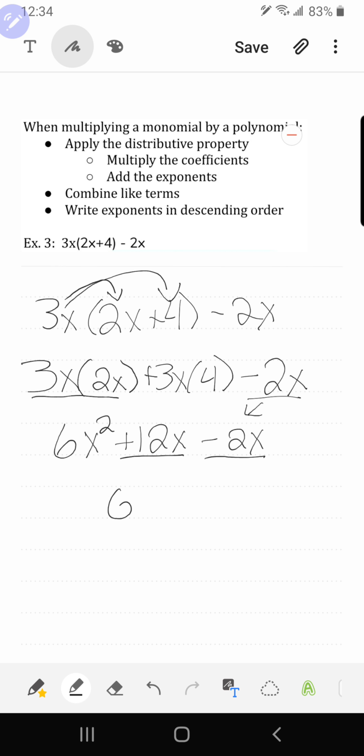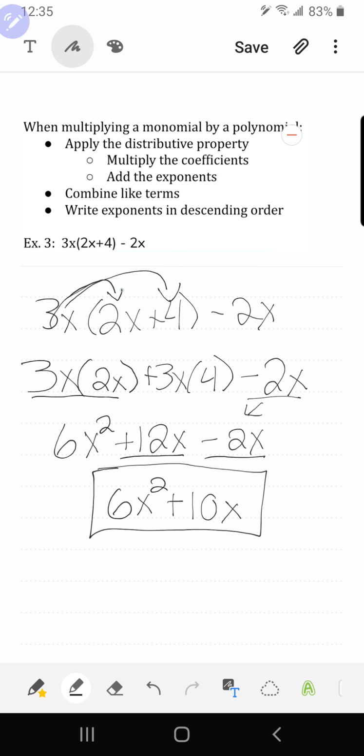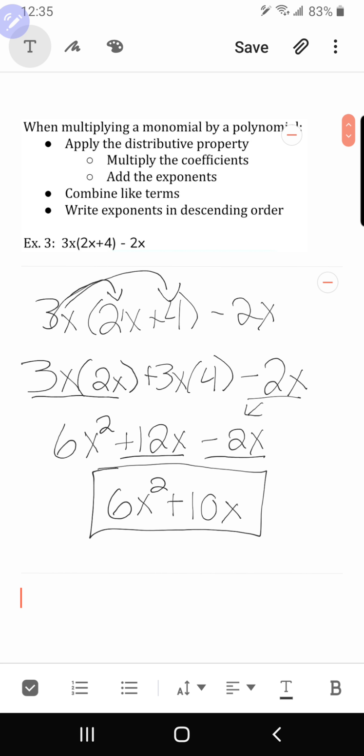So my final answer will be 6x squared plus 10x. So again, I multiplied my monomial to everything inside my parentheses, and then after I multiplied it, I combined my like terms. So that is my multiplying.